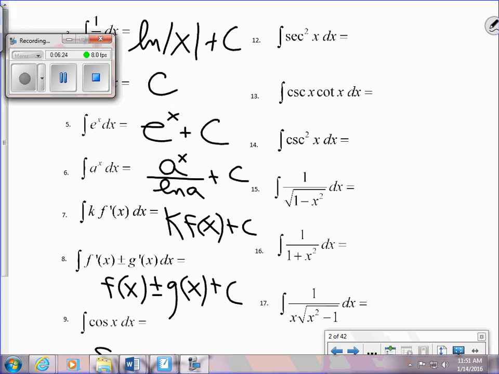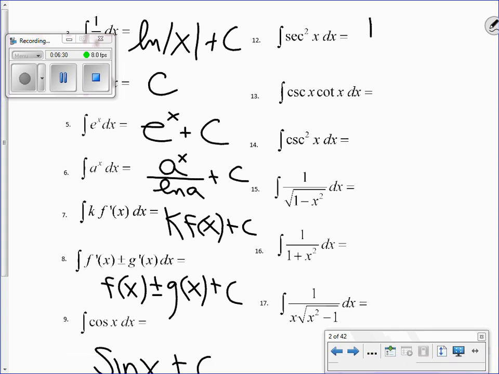All right, the antiderivative of secant squared x dx. Tan x plus c. Good. Number 13, the antiderivative of cosecant x cotangent x. Negative cosecant x plus c.